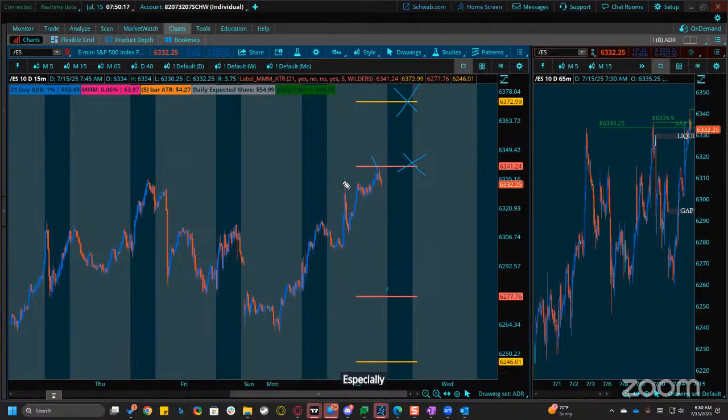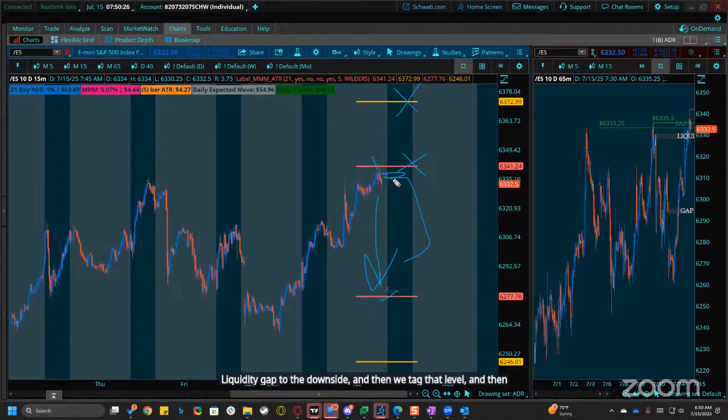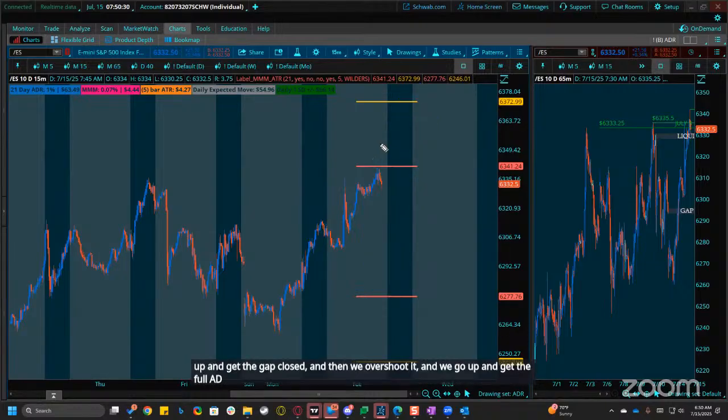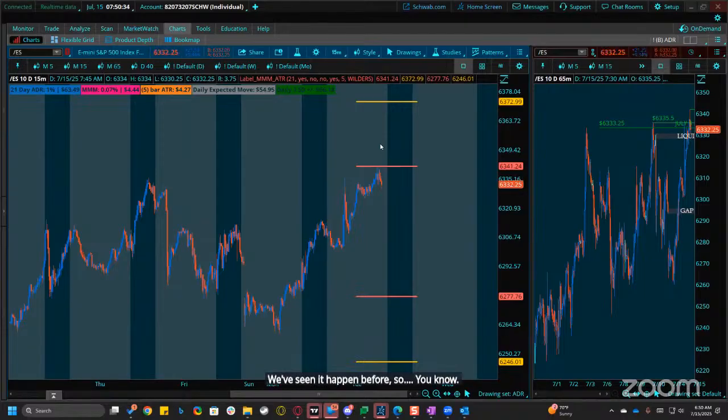Especially on a CPI day, which could, for an example, give us a really big liquidity gap to the downside, and then we tag that level, and then we run back up and get the gap closed, and then we overshoot it, and we go up and get the full ADR on the day. We've seen it happen before, so it can certainly happen again.